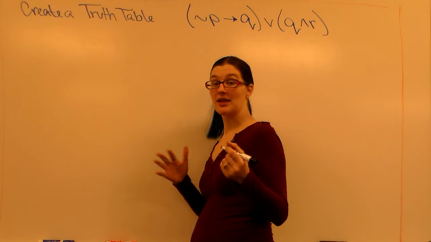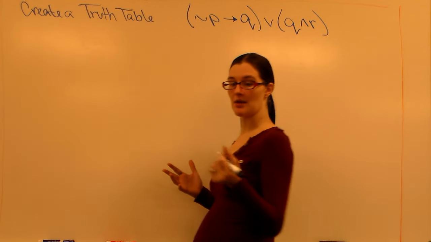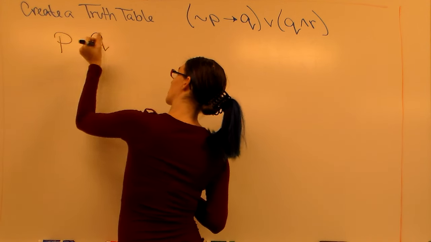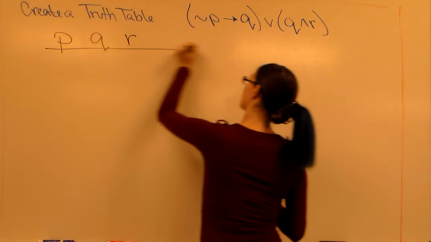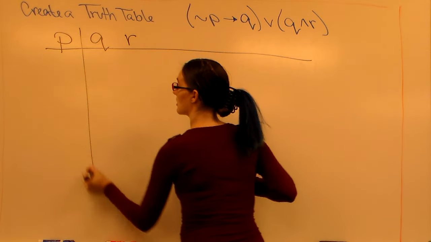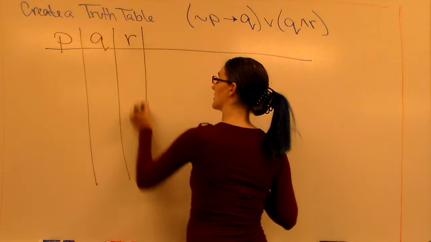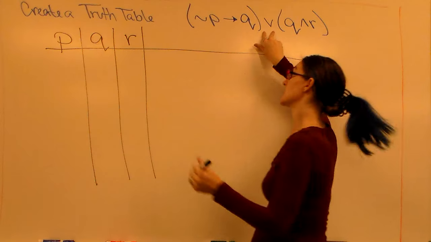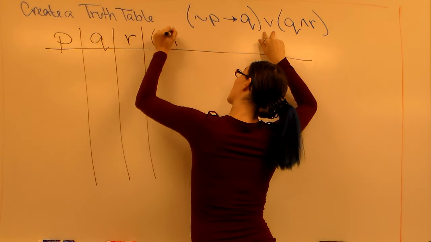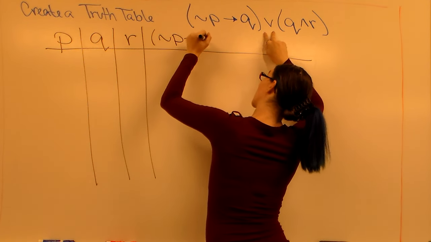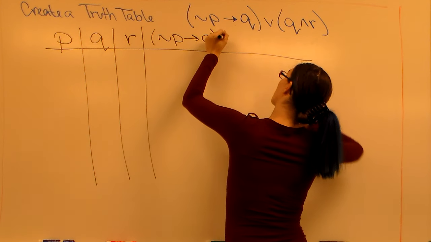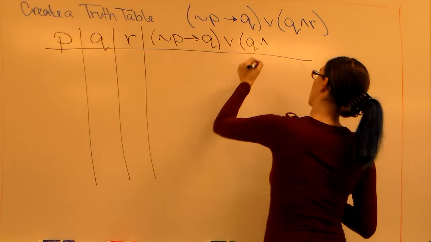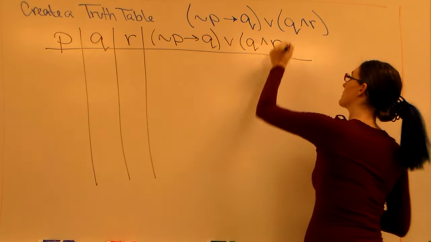So the first thing you're gonna do anytime with truth tables is start by just setting up a basic truth table. You're gonna have all of your variables, P, Q, and R. Column for P, column for Q, and column for R. Okay. Then here you're gonna put your statement. If not P, then Q, or Q and R.